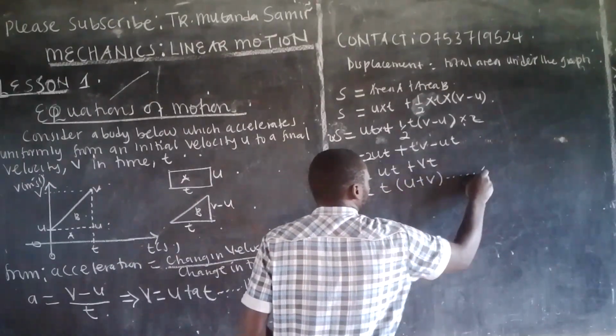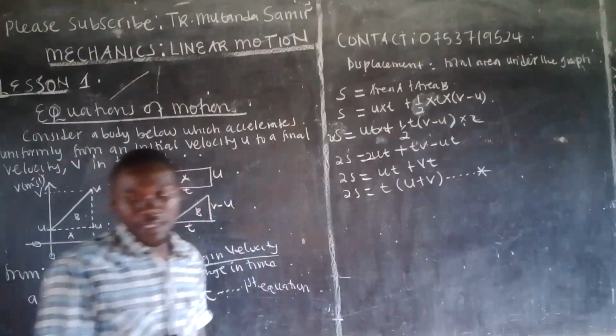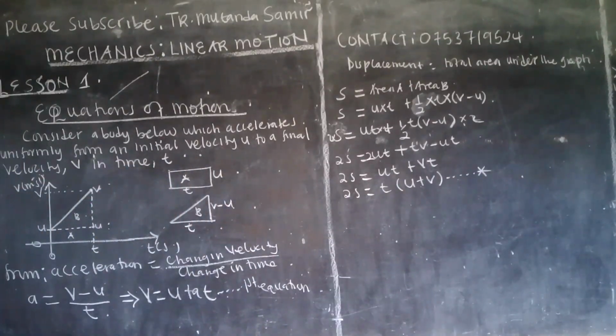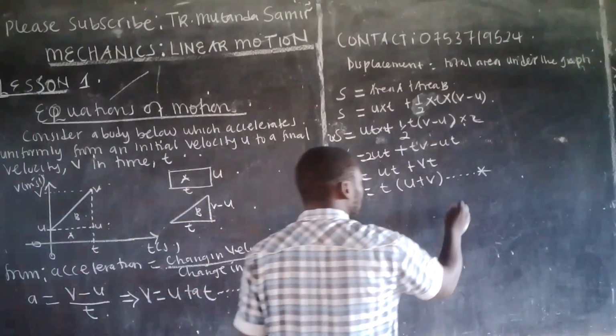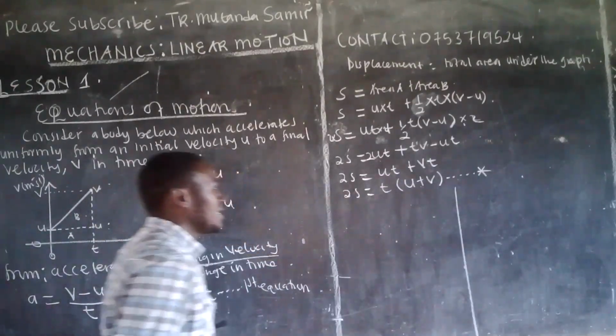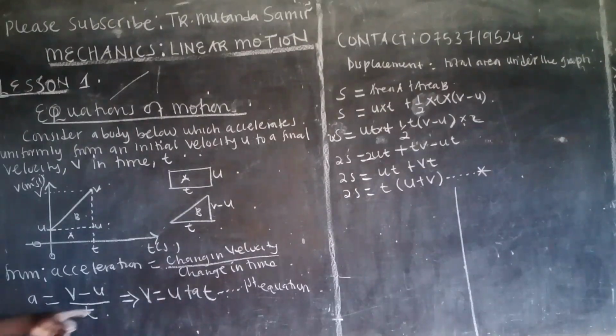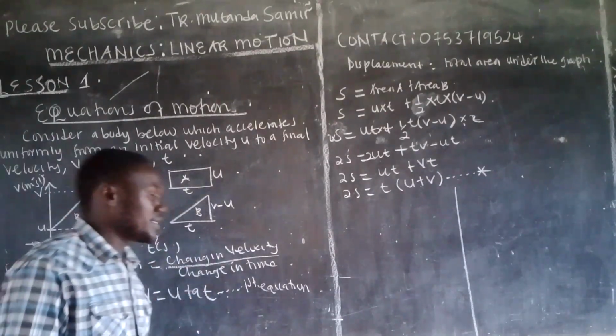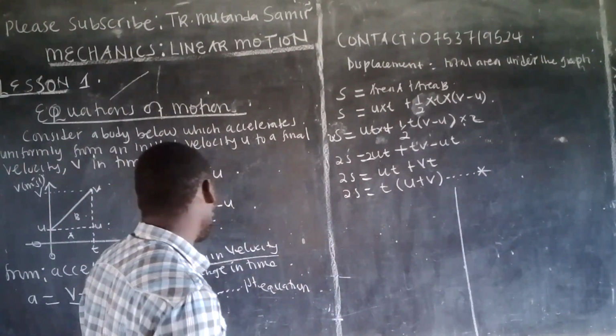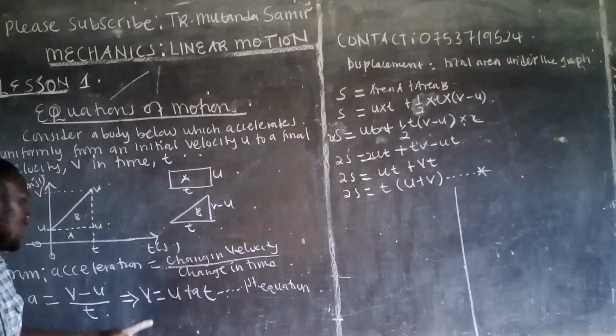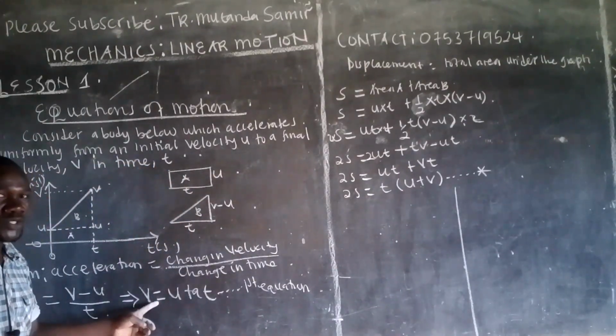Now this one here, we'll call it my equation star. A very important equation which will help us get the rest of the equations. Now, how shall we get the rest of the equations? Remember, we said there are 3 equations of motion. We have one so far. We need the second and the third. Now, to get the second equation of motion, we shall get it from this. You realize that the second equation of motion doesn't have v.